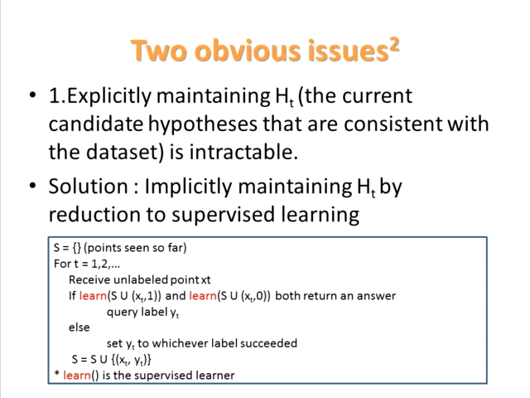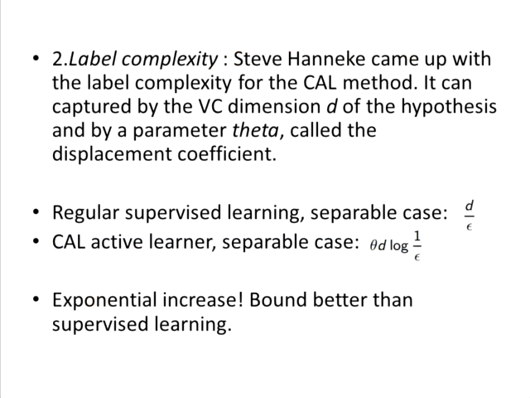Now if in both cases you get back an answer, then you query for that particular instance because the learners did not agree. However, if only one of the cases gives you back an answer, then you simply set the label of that instance to the answer you got back, and you add this new instance-label pair to your set S, which is the set of all the points you've seen so far, and then you keep on repeating this process. This is the solution.